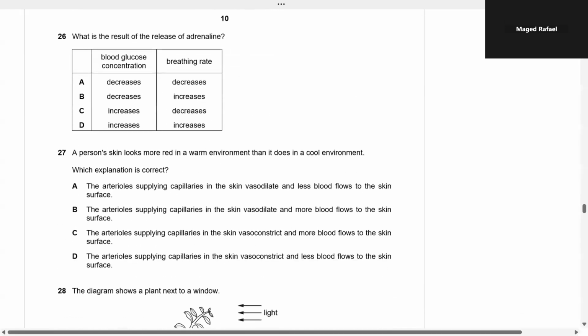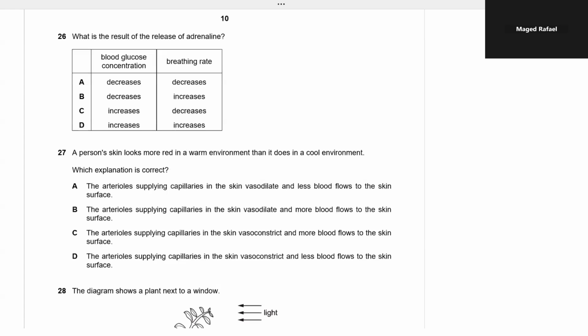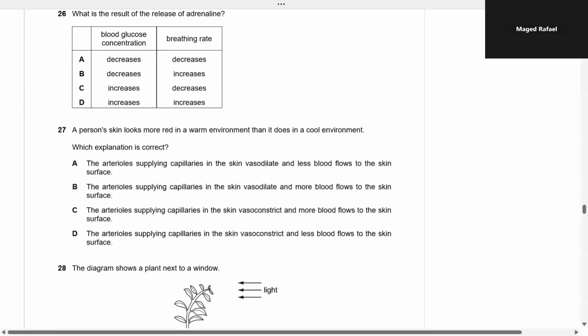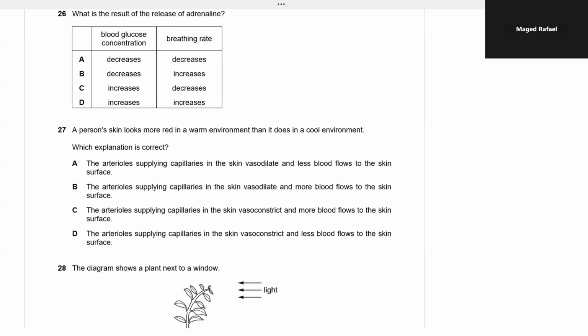Question 26. What is the result of the release of adrenaline? Yes, the answer is D. Blood glucose increases, breathing rate increases as well. And please don't think that because they are both increases or both decreases, it shouldn't be the right answer. It happened several times.